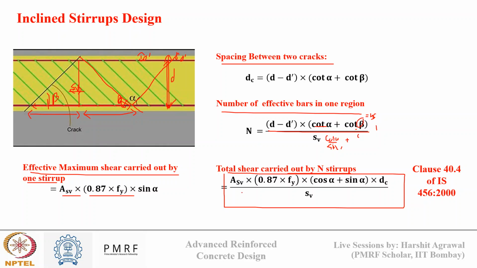When you substitute these relationships here, you will find sine alpha and sine alpha cancel out, and you will get the total shear carried by n stirrups as Asv times 0.87 fy times (cos alpha plus sine alpha) into dc, where dc is d minus d dash upon sv. n times this value is what we have denoted here, and this is given in clause 40.4 of IS 456. So this is how we determine the shear carried by inclined stirrups.